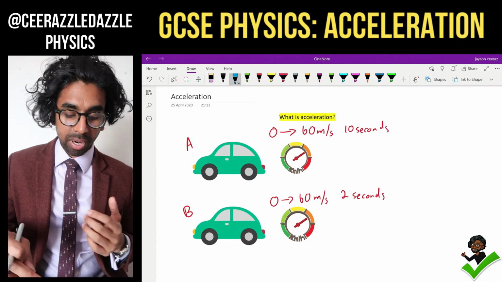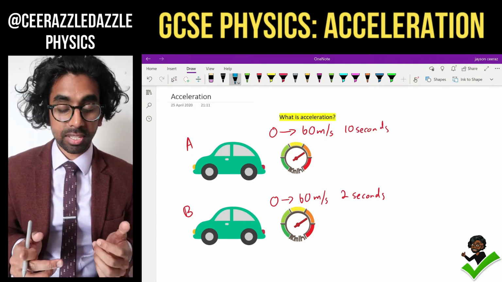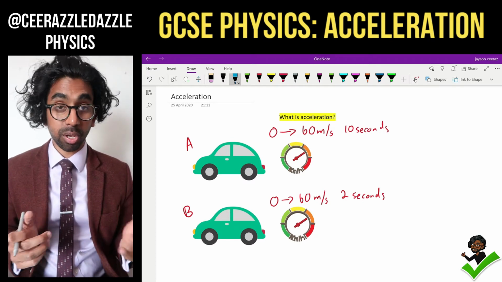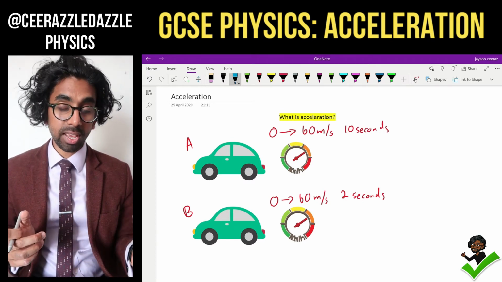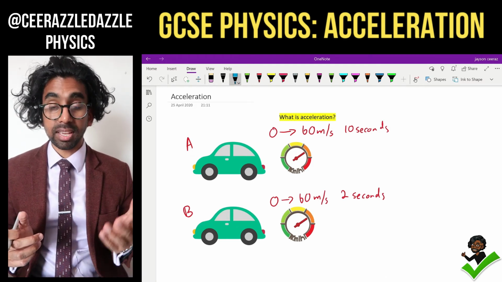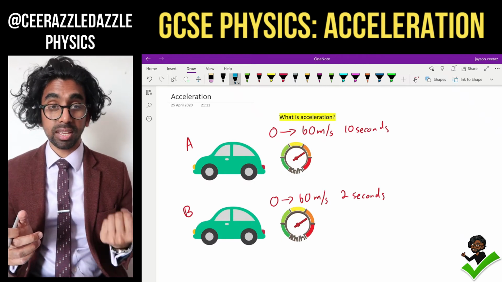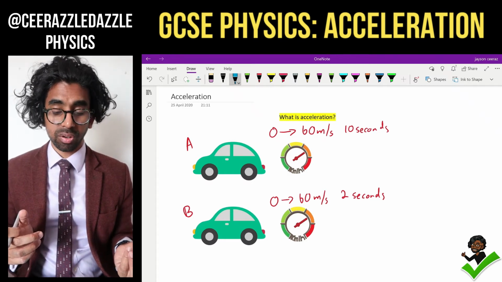Let's say that your parents recognize that you passed your driving test and they say, congratulations, I'm going to buy you a car. You can either choose between car A and car B. Car A can go from 0 to 60 meters per second in 10 seconds. Car B can go from 0 to 60 meters per second in 2 seconds. Which one do you want?